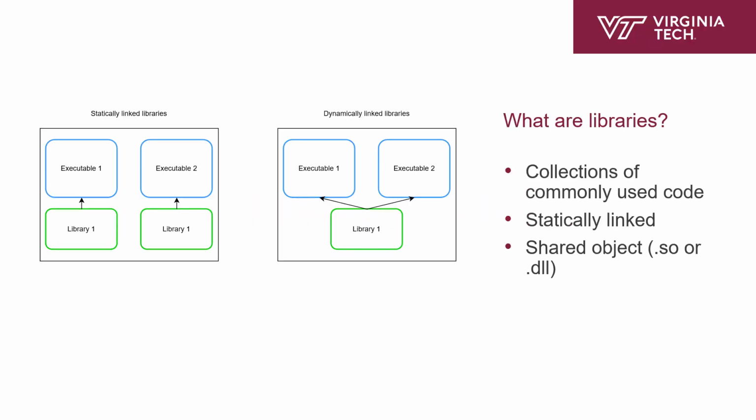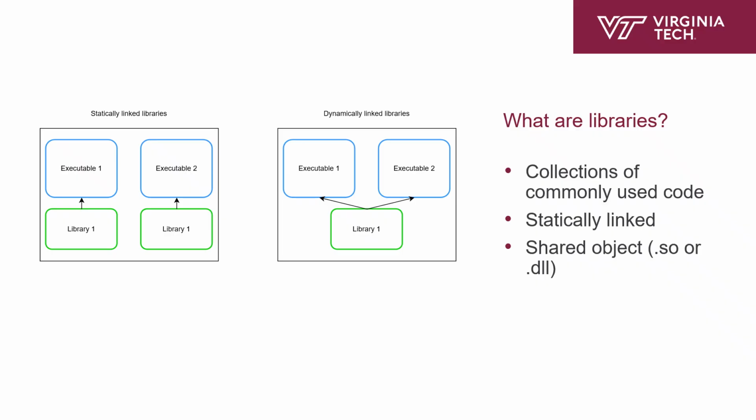Software libraries are collections of commonly used code that can be used between different executables. They can be either statically linked or dynamically linked. Statically linked binaries are built into the executable or application, whatever it's being used for, at compile time. That means that whenever that executable is run, that library is baked into the memory and baked into the program. In this case, if two different executables are using the same library, they each have their own copy of the library that they're working with.